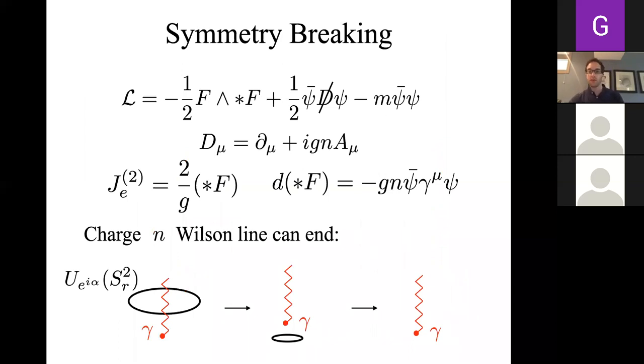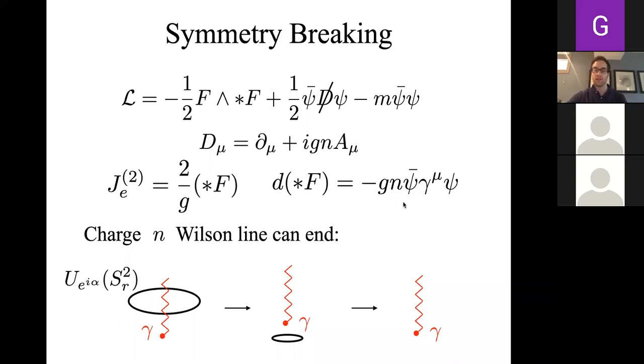These symmetries can be broken. The way to break the electric one-form symmetry is to introduce charged matter into the theory. So let's suppose that we add some fermion into our theory of mass M and charge N. You can immediately see that this is going to break the electric one-form symmetry because star F will no longer be conserved in the presence of this fermion. D of star F is no longer equal to 0.